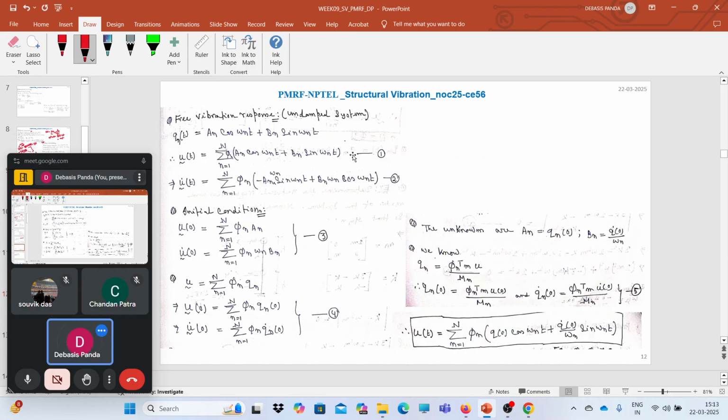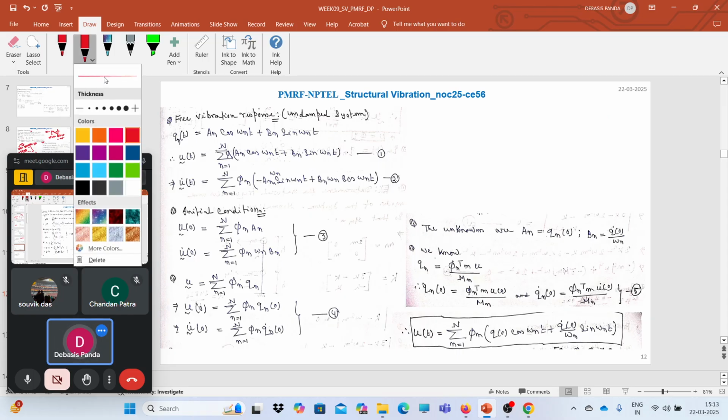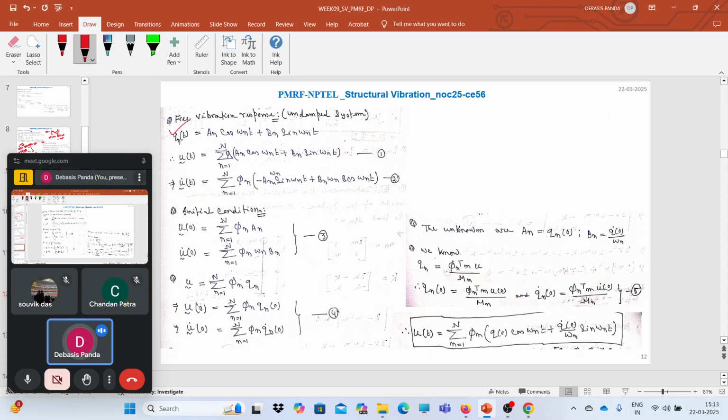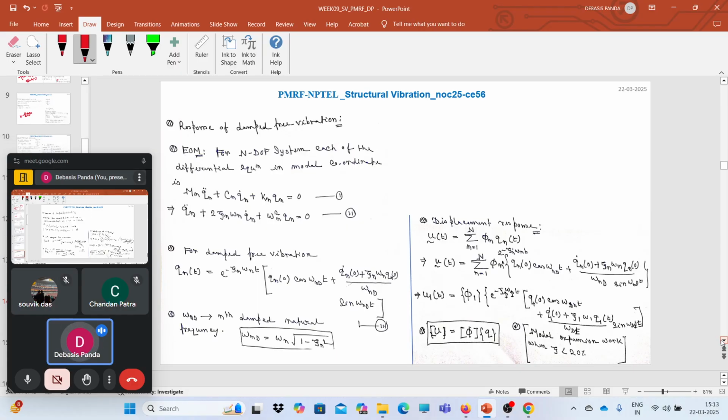And in this way, for a free vibration system, we can calculate qn, the generalized coordinates or the modal response, as an cos omega nt plus bn sin omega nt. Here an and bn we can find out from the initial conditions. And finally, the complete solution u of t is nothing but your generalized coordinates and mode shapes. We have solved for this.